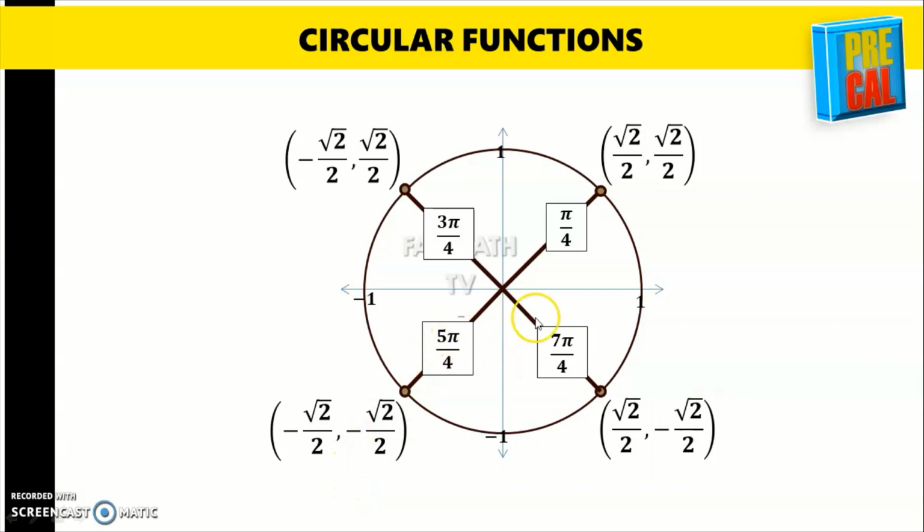So for the multiples of pi over 4, like this, and this, they're just all square root of 2 over 2, the coordinates for x and for y. If it's in the second quadrant, for 3 pi over 4, x is negative. For 5 pi over 4 on the third quadrant, both are negative. For 7 pi over 4 on the fourth quadrant, x is positive, y is negative. Or in degrees, that's 45, 135, 225, and 315.